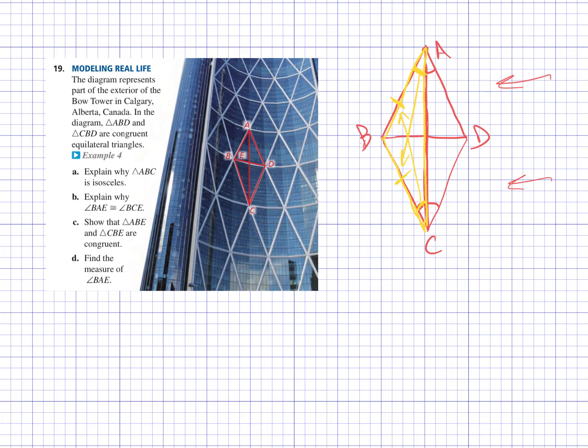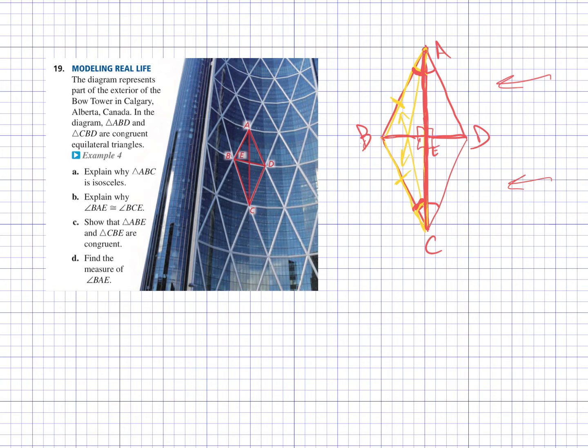Part B, explain why BAE, oh, E is in the middle here. BAE is congruent to BCE. Okay, so BAE, we're talking about that one and this one again. Well, we just explained that. Okay, you have this angle bisector here. This is a perpendicular line. All right. And if they're congruent, then that means this is congruent, and that's an angle bisector going through the midpoint and touching a vertex. That's why it's an angle bisector.